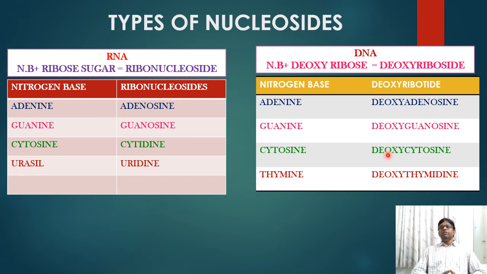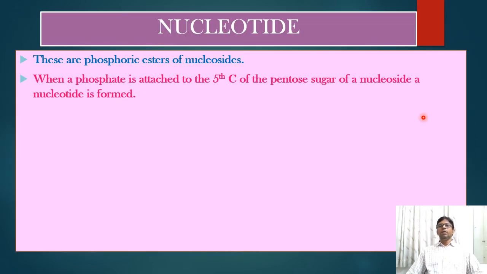In DNA, the four deoxyribonucleosides are deoxyadenosine, deoxyguanosine, deoxycytidine, and deoxythymidine. Now let us discuss the nucleotides.